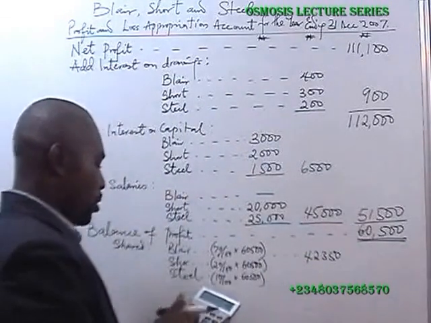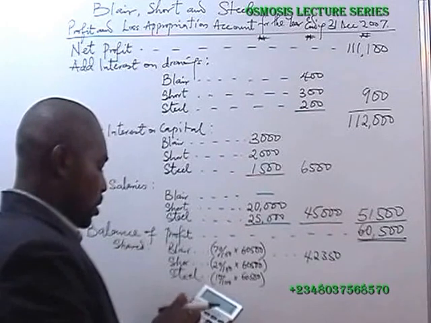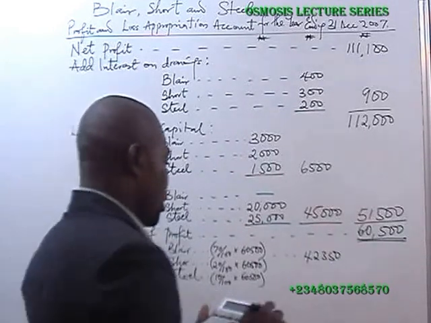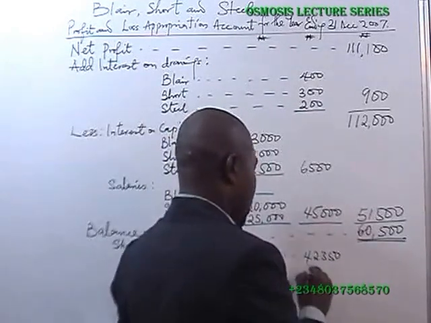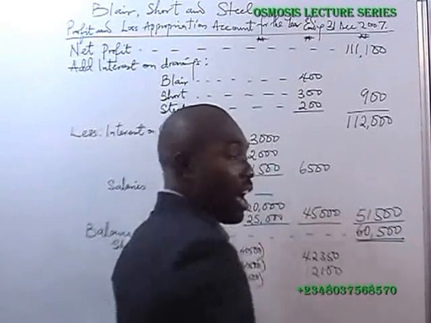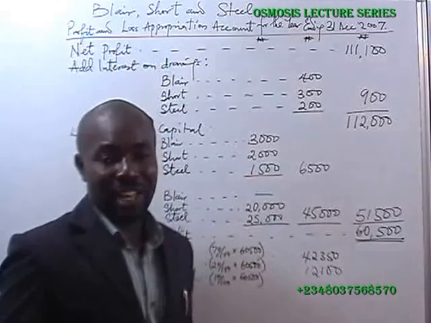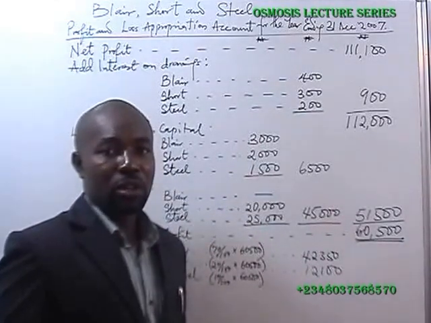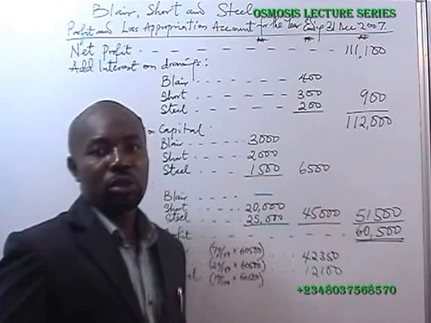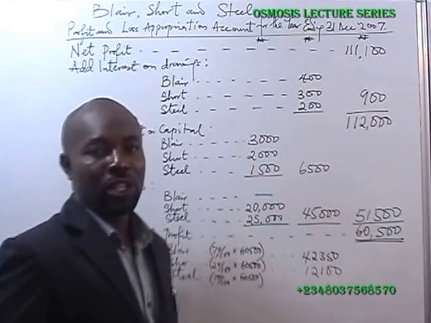20 divided by 100 times 60,500 is 12,100 naira. I hope you are punching with me. As you do that, that is only when you will understand what we are doing. You just have to follow suit. Follow effectively, that is when you will understand.